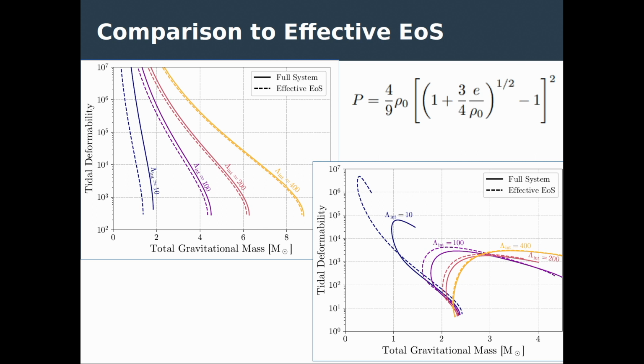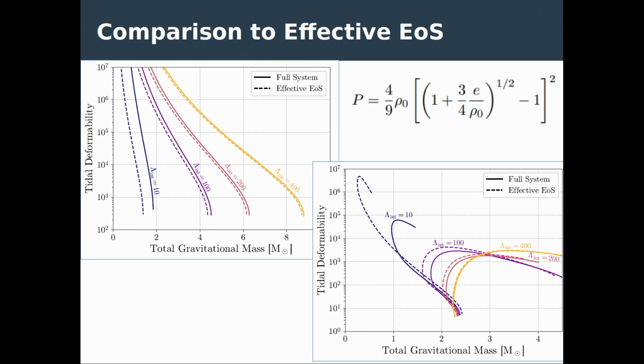Also interesting for the other people here, if we compare to the effective equation of state, which is given here, I think calculated in the 80s, this expansion is only valid in the limit of large self-interactions. And you can see here this is the tidal deformability. If you go to larger self-interactions, they actually approach each other.